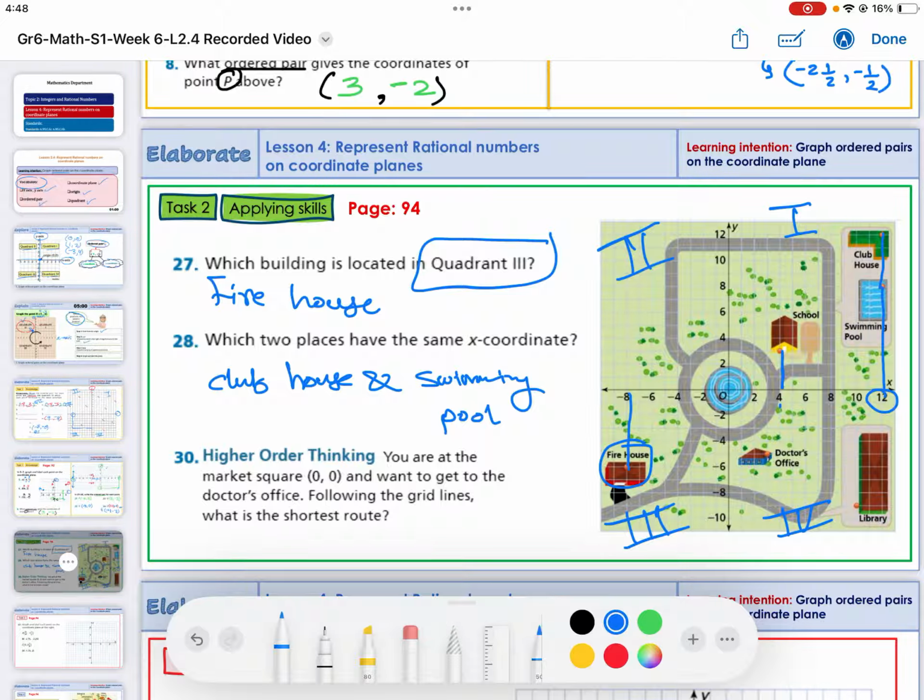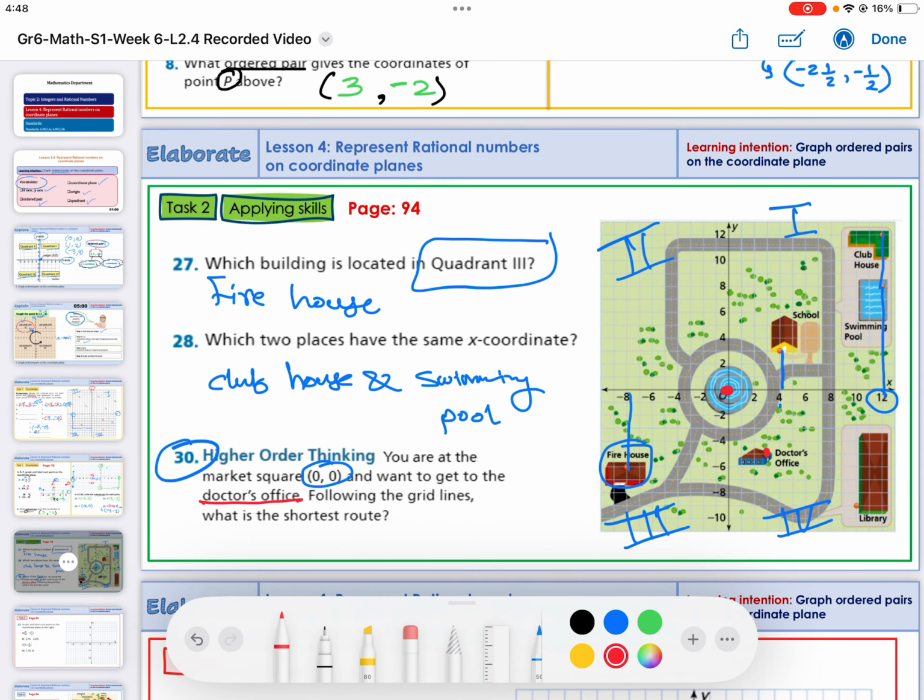Now, this is a really nice question. It's really important, you guys. You are at the market square. They're telling you that the market square is located at 0, 0. The market square is located here. Now, your job is you want to get to the doctor's office. You want to get here. How are you going to do this? Following the grid lines. So here what we want from you is to explain to us how you got to the doctor's office, how you're planning to get there.